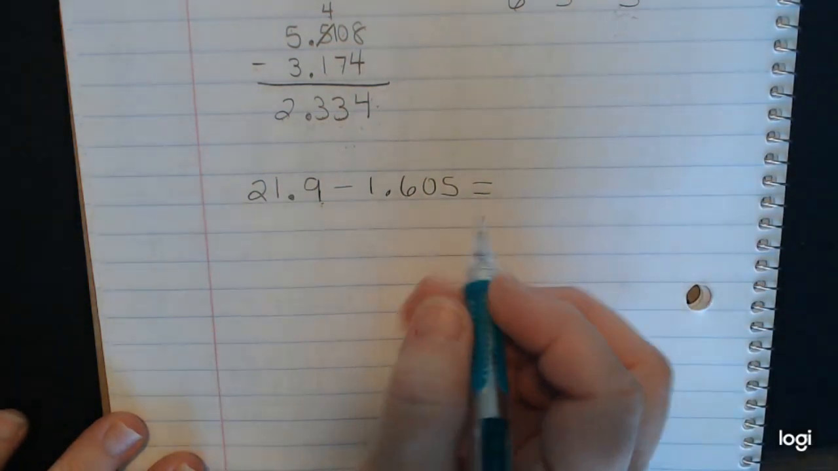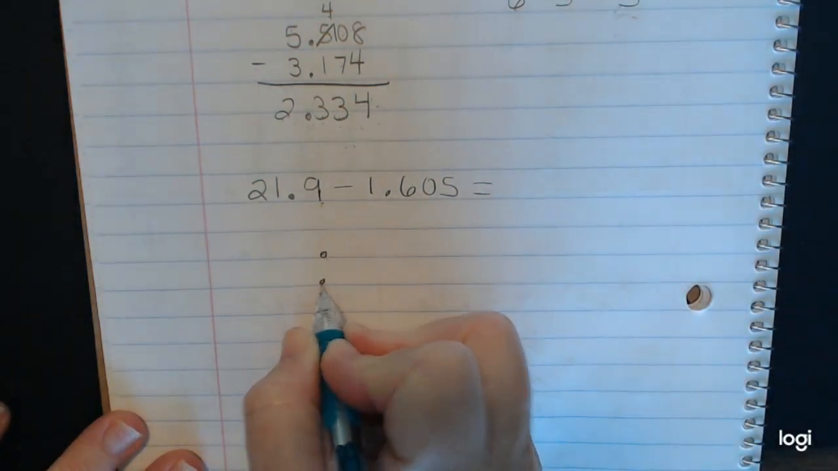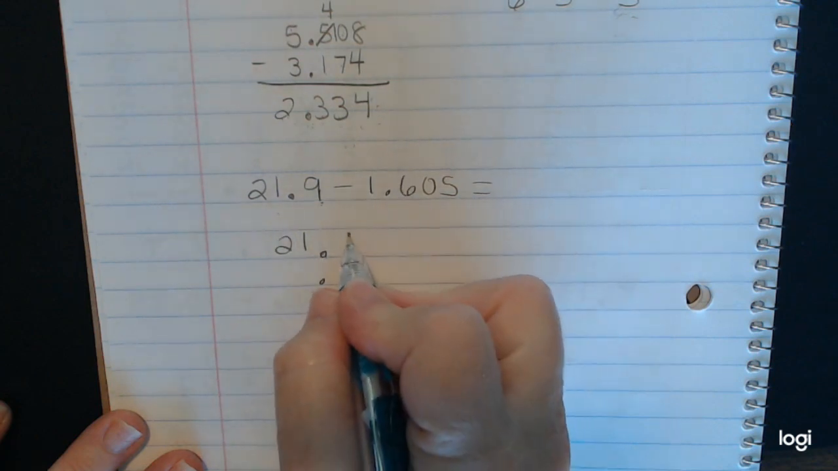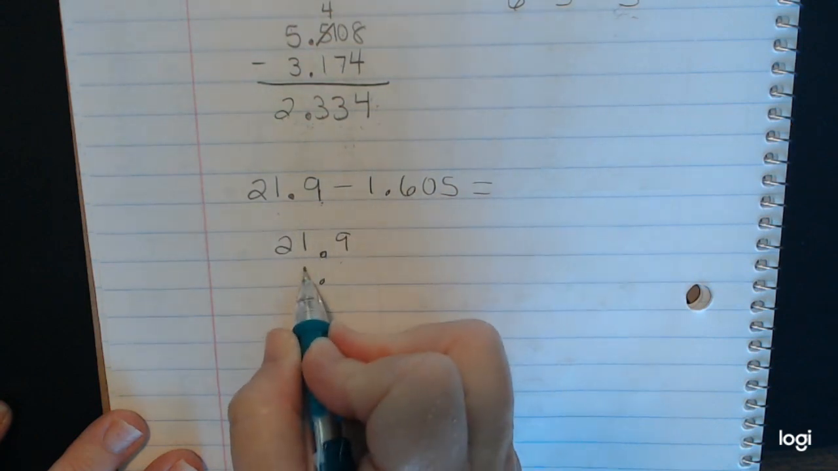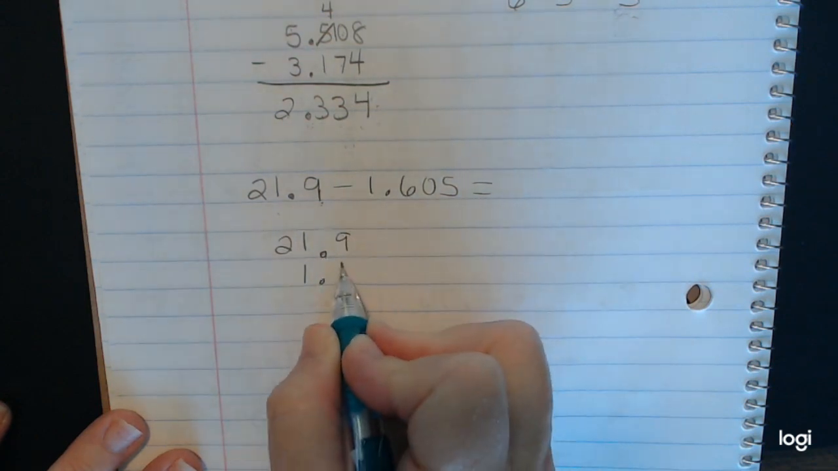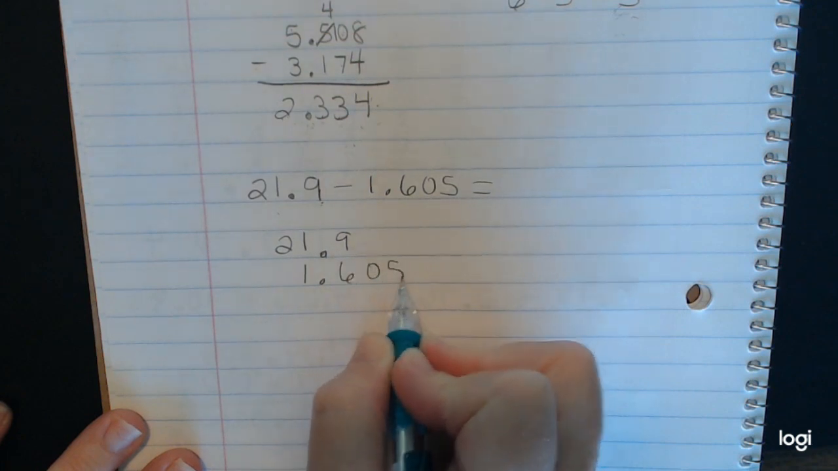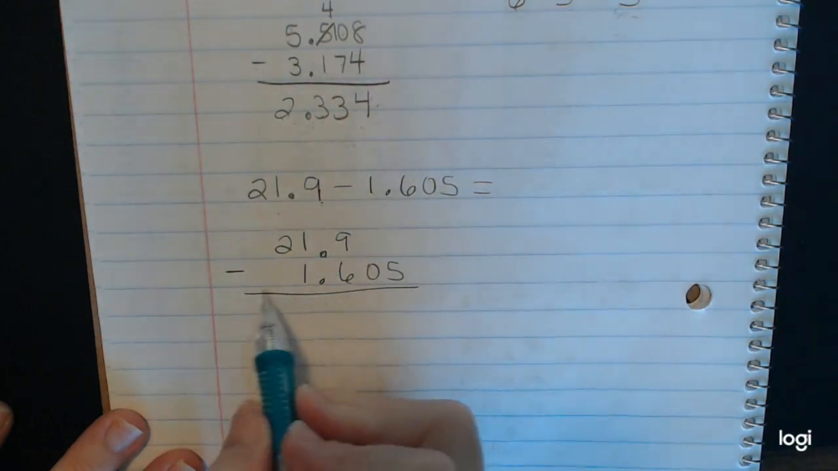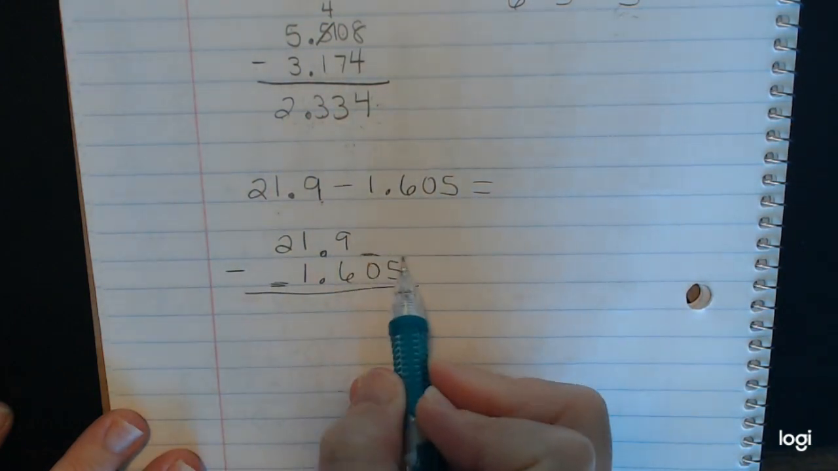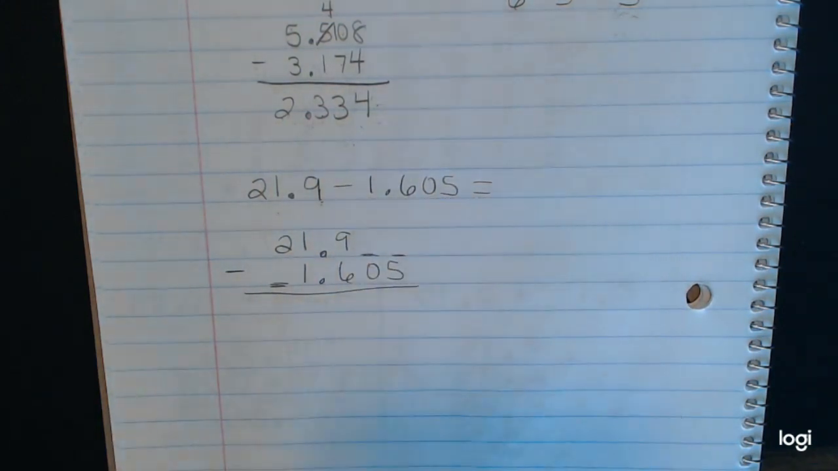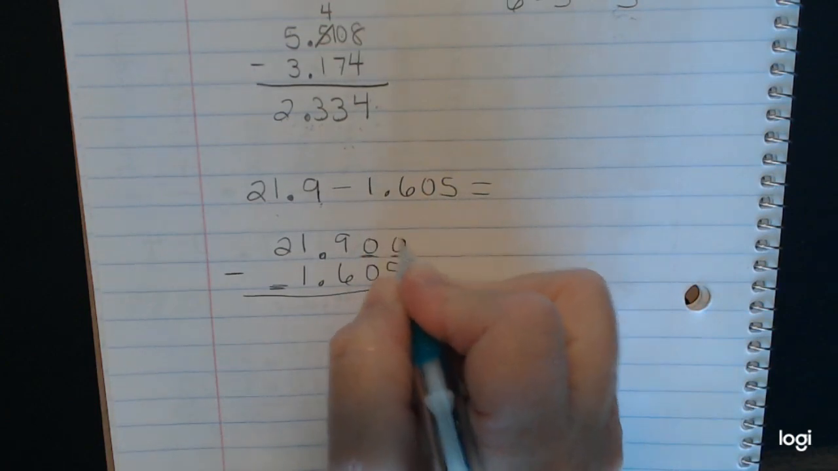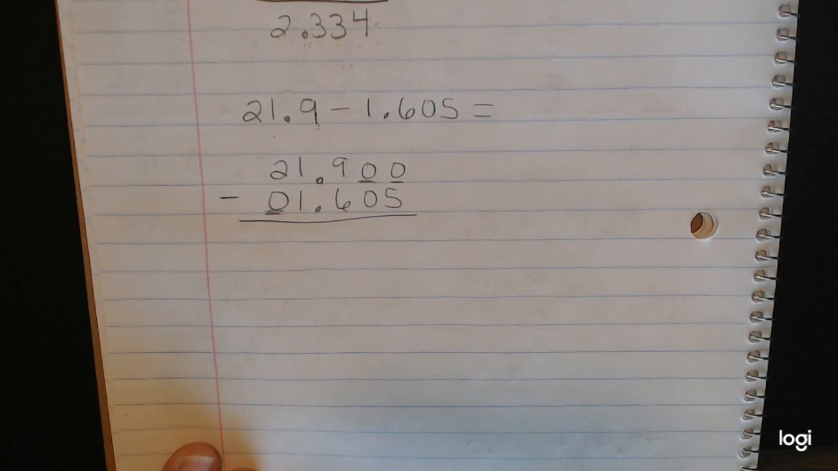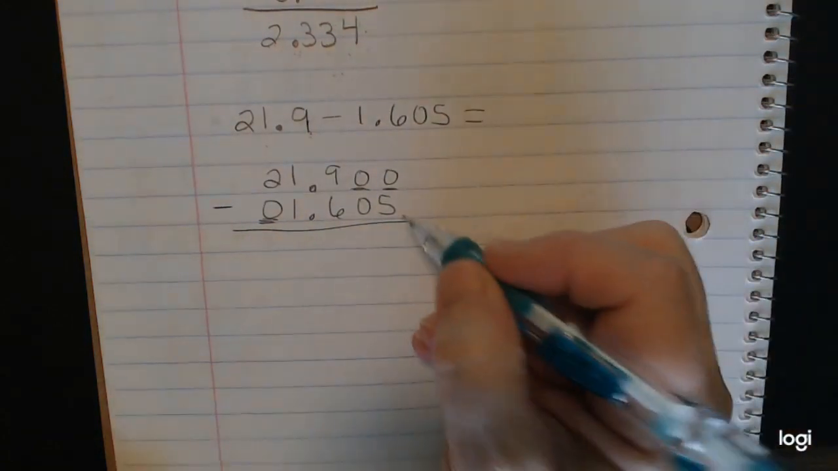Okay, first thing we have to remember to do is we line our decimals up. 21 and 9 tenths, 1 and 605 thousandths. Oops, minus. I have an empty spot here and an empty spot here. So I'm going to put zeros in those spots so I can solve my problem. Making sure you write nice and neat is very important.